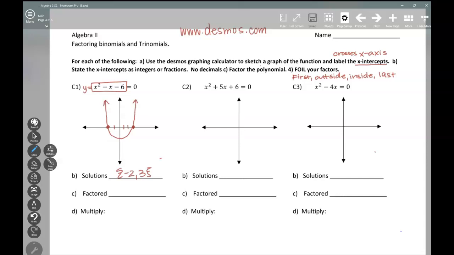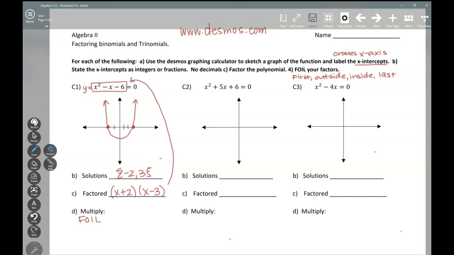Okay, the factored form of that equation is, if you take your solutions and you flip-flop their signs, x plus 2 and x minus 3. That is the factored form of this equation up here. Now to check if we are right, we FOIL. When it says multiply, it means to FOIL.